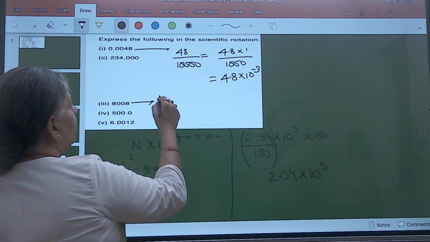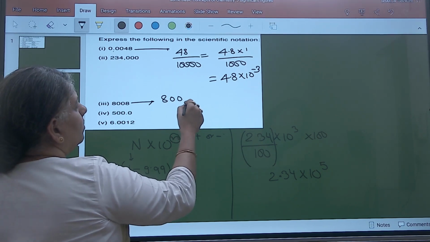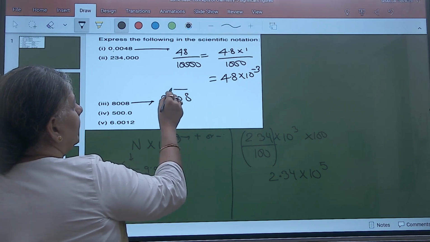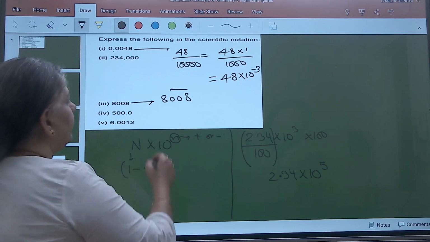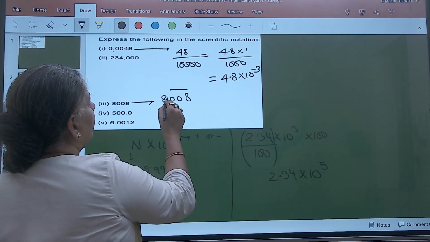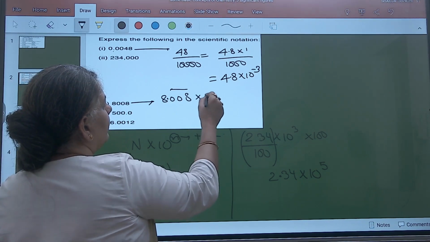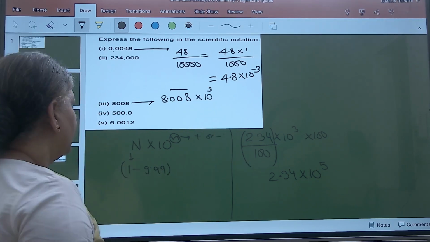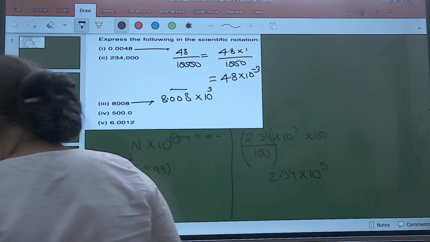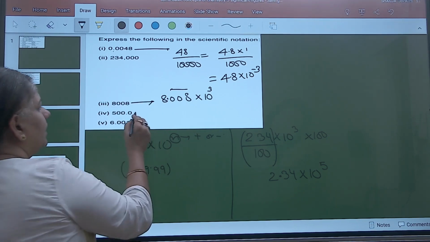In this question, 8008. Again you have to place the decimal here. We are moving towards the left. So if we are placing the decimal after 3 places, we will increase the exponent by 3. So we get 8.00 into 10 raised to the power 3.